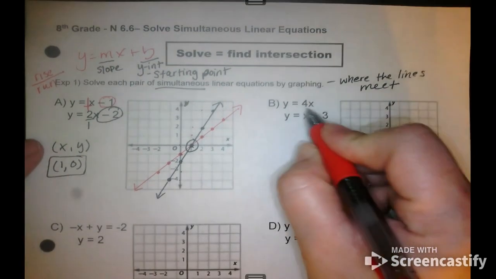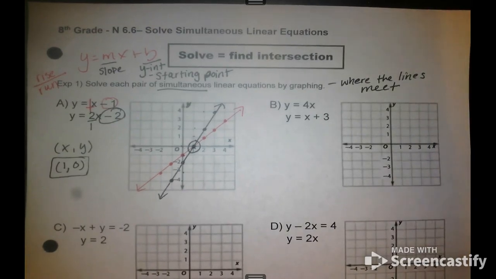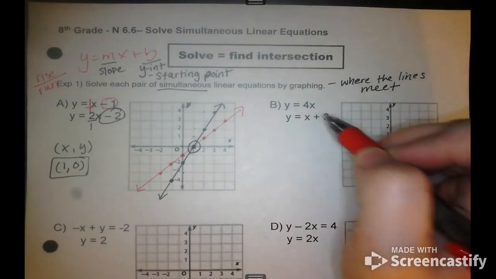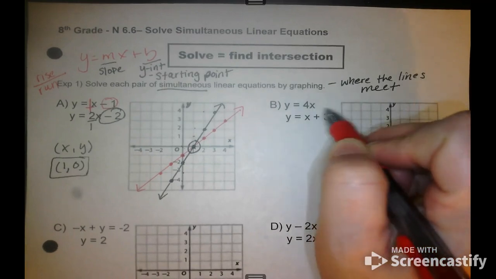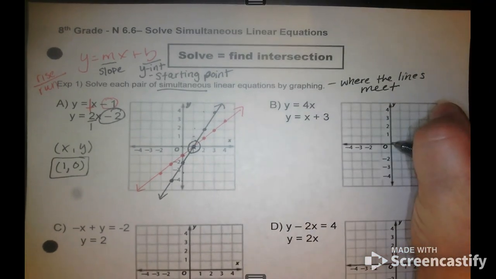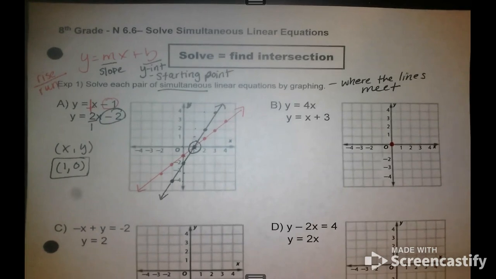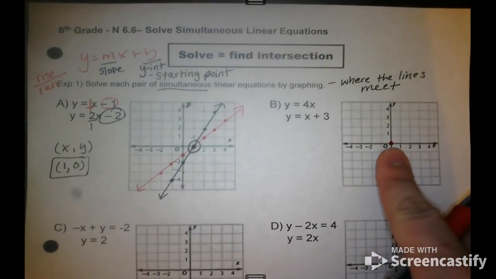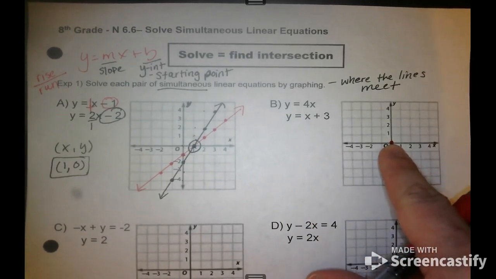Okay, so the next one. Do I have a starting point? Yes. If it has an x, that's my slope. My starting point always comes after my slope. Zero. Did I have a starting point? Do y'all remember what that means? That means you're starting at the origin. Just because it doesn't say plus 0, that doesn't mean you don't start at 0. You absolutely start at 0. There is no y-intercept. You start at the origin.